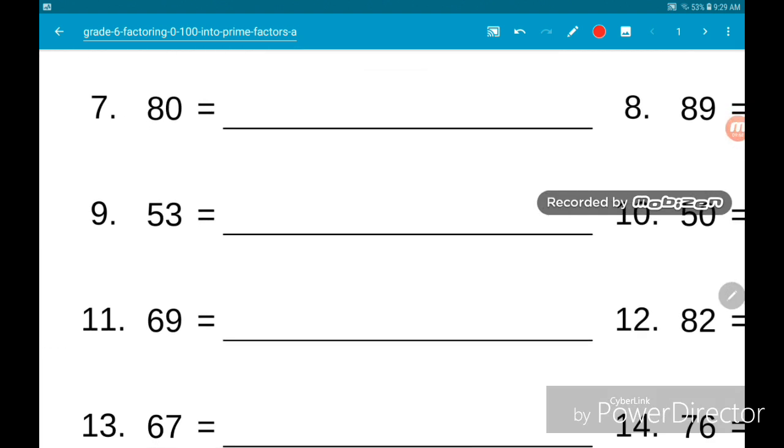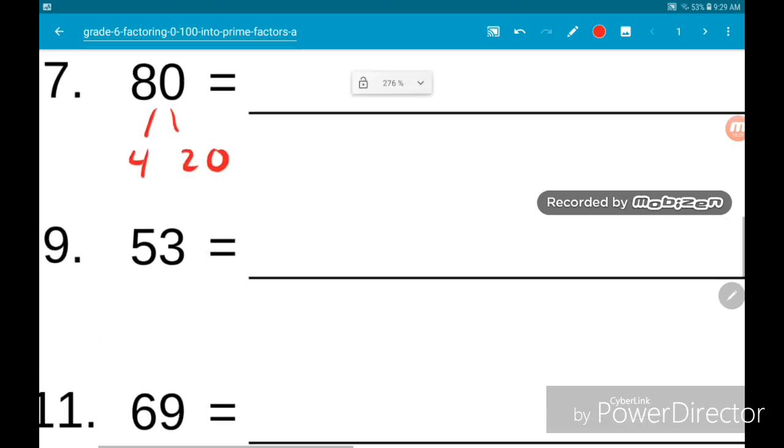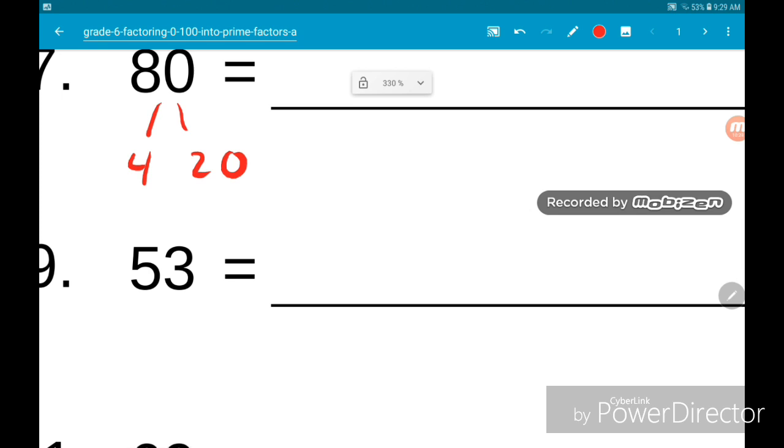80. Well, that's divisible by 2, but what's a bigger number we can break it into? 4 and what? How about 8 and 10? 8 and 10. What is it, 4 and 20? Okay, 4 and 20. Are those prime factors? No. How do we break down 4 into prime factors? 2 and 2.